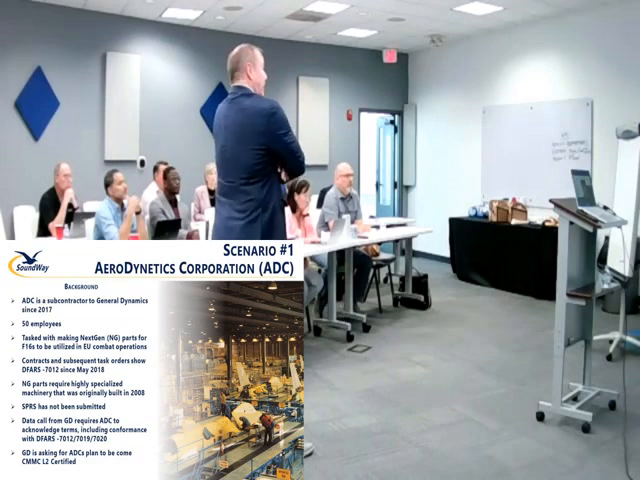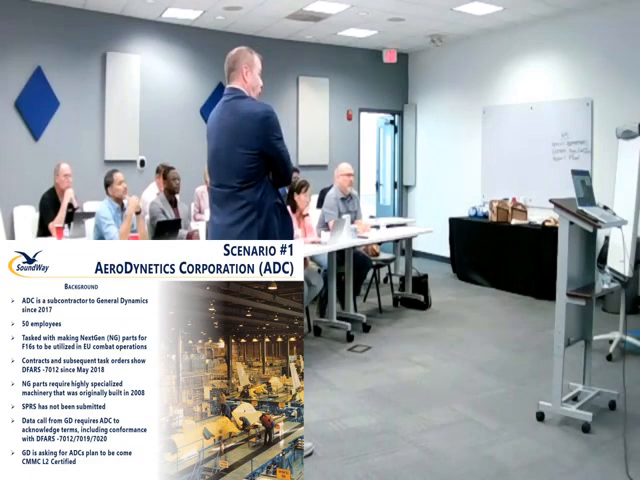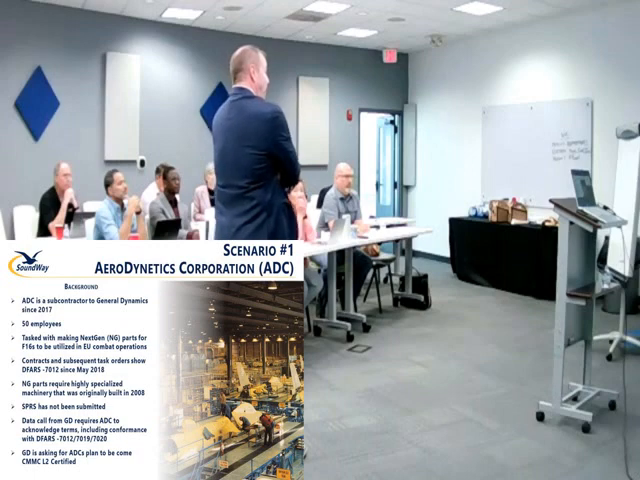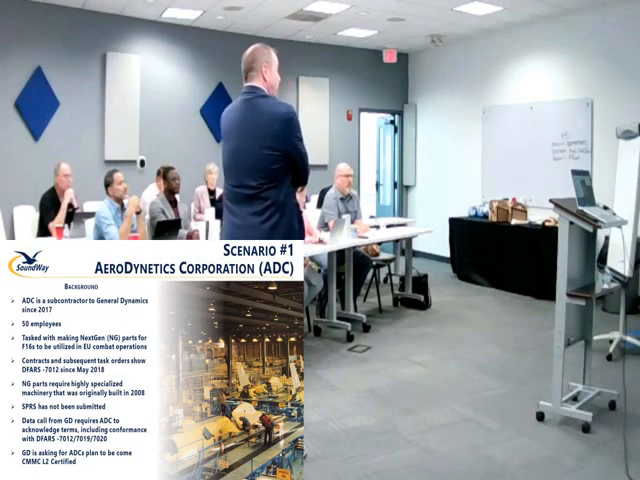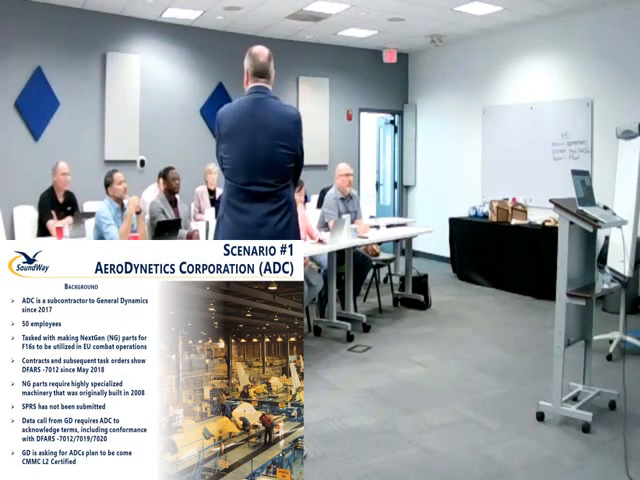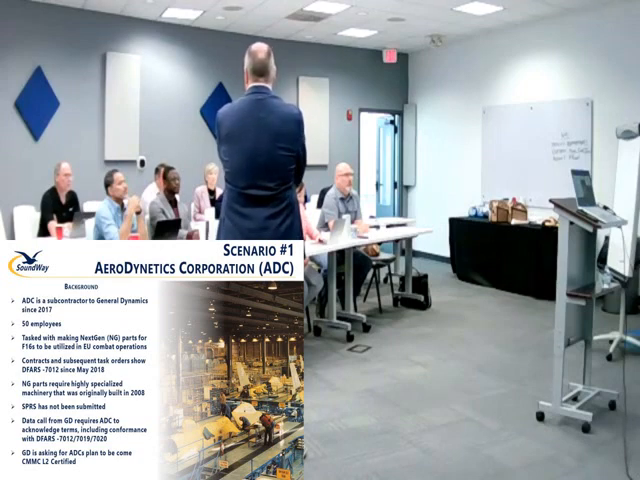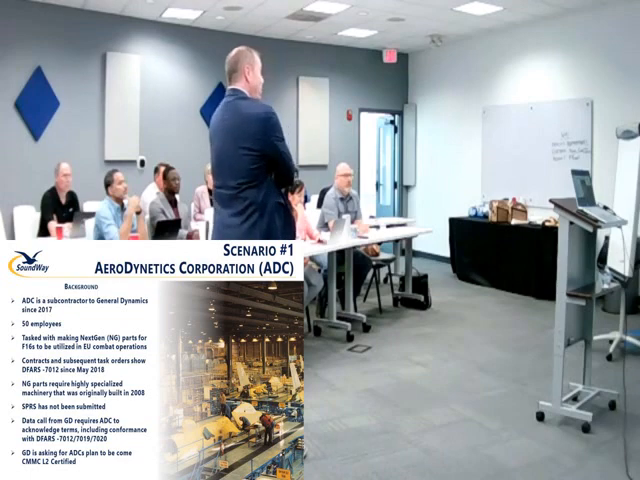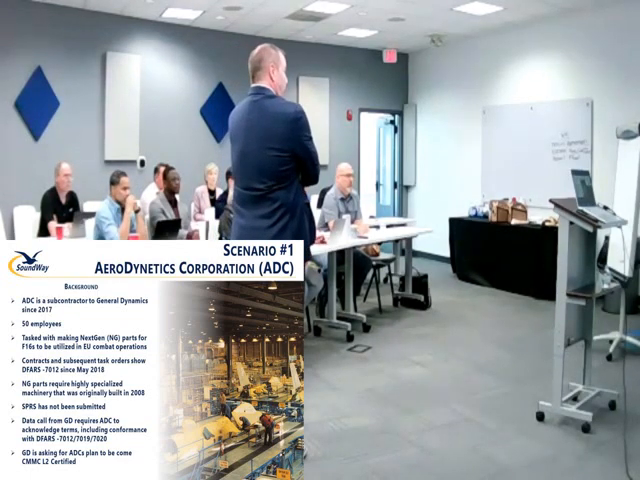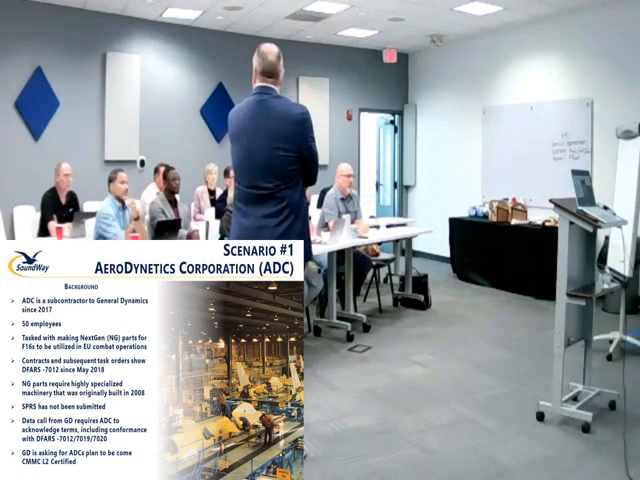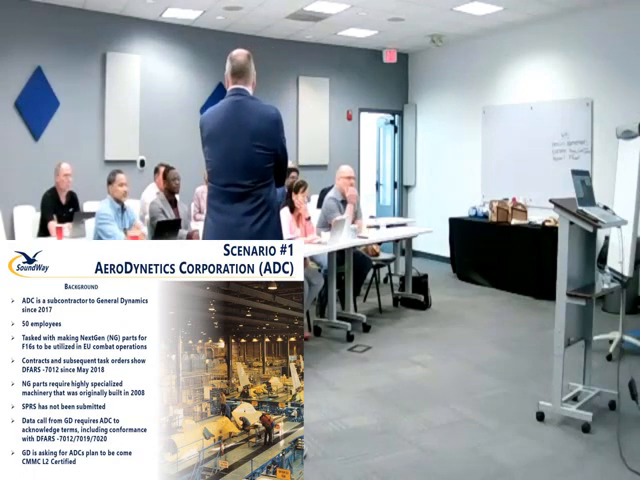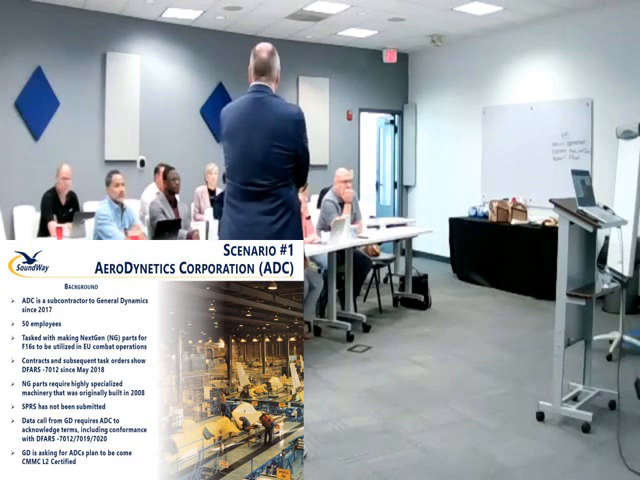A data call from General Dynamics requires this subcontractor to acknowledge the terms, including conformance with DFARS 7012, 7019, and 7020. Keeping in mind, 7019 is the one that says you submitted your first work. General Dynamics is now asking for the sub for their plan to become CMMC level 2 certified. This is giving you the context of the organization. Do I have any questions before advancing to the next slide?